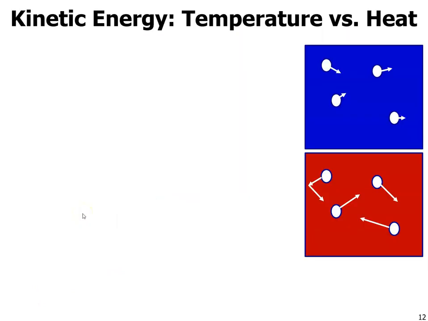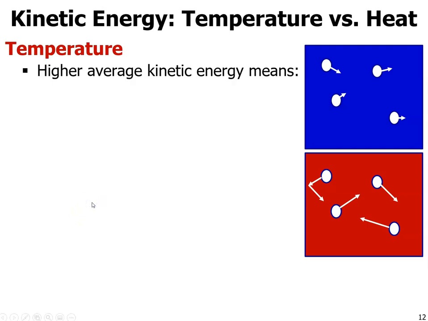So let's look a little bit more at temperature versus heat. When we're looking at temperature, that is telling us the average kinetic energy. A higher average kinetic energy means a higher temperature. So you can see here we have these arrows representing basically how much velocity, or how much speed, these molecules have. They have a faster kinetic energy, so they're going to be higher temperature. Lower kinetic energy, lower temperature.